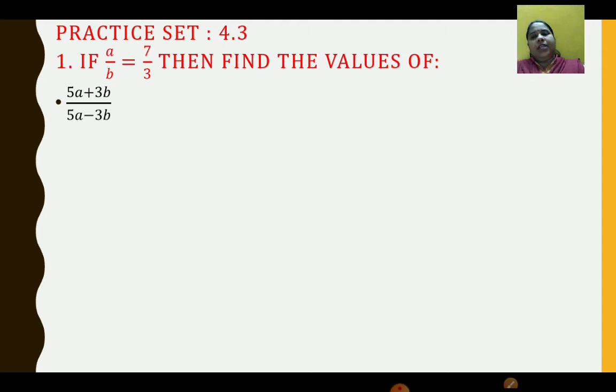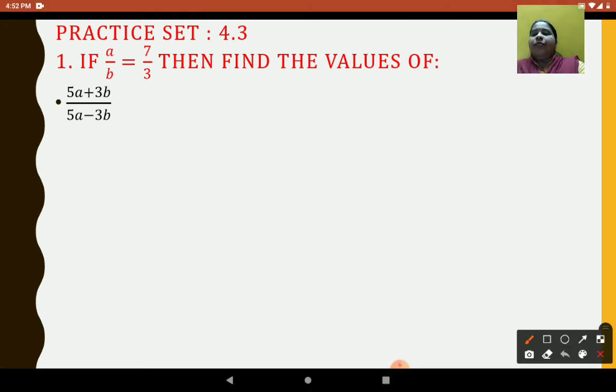5a plus 3b upon 5a minus 3b. Steps to remember. Slowly I am doing it. Try to understand. I have got a upon b, right? This is a upon b. I want 5a and 3b. So my first step will be to get here 5 and 3.